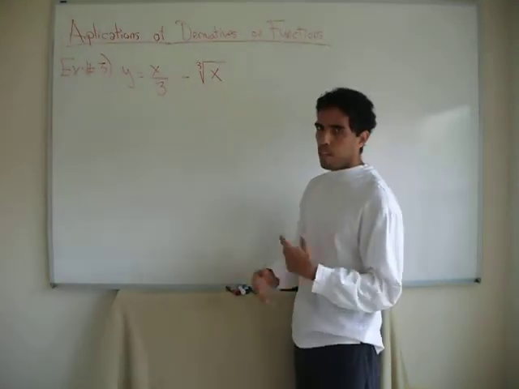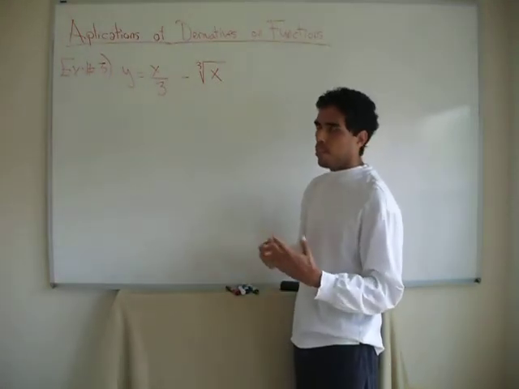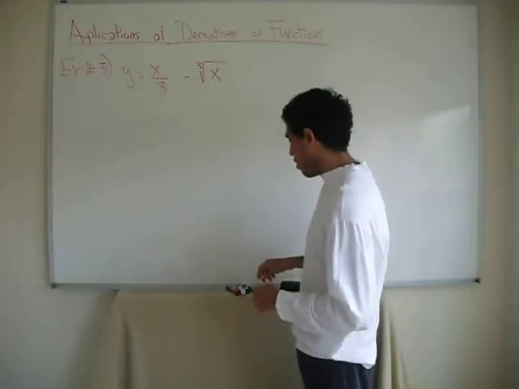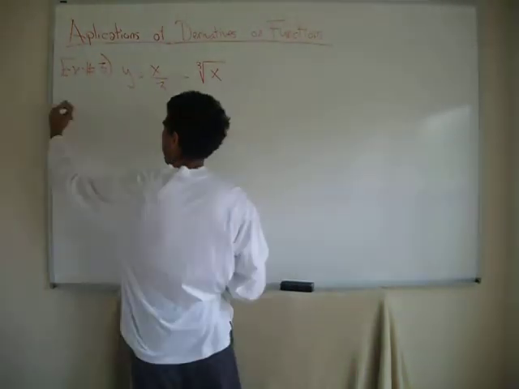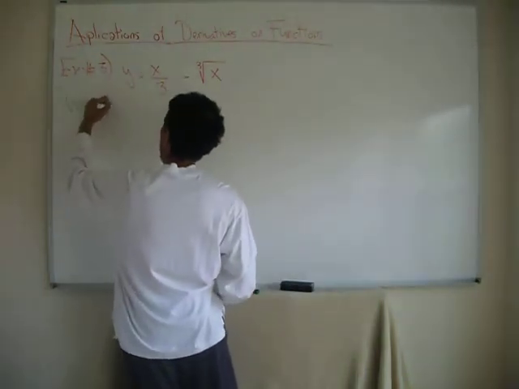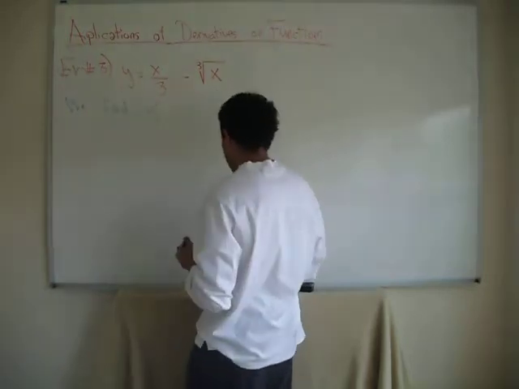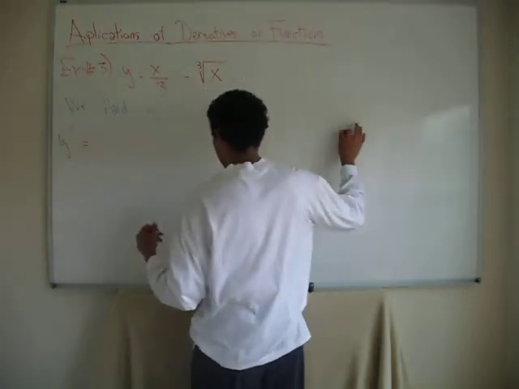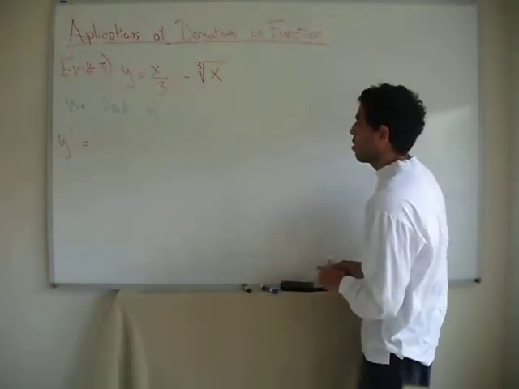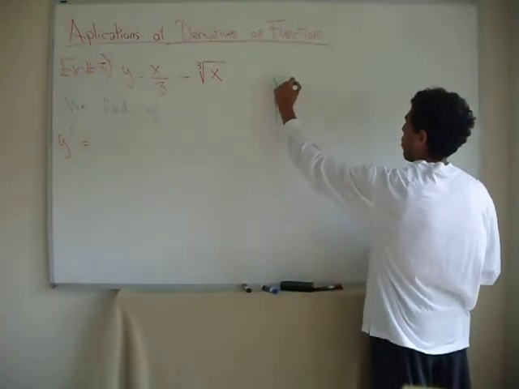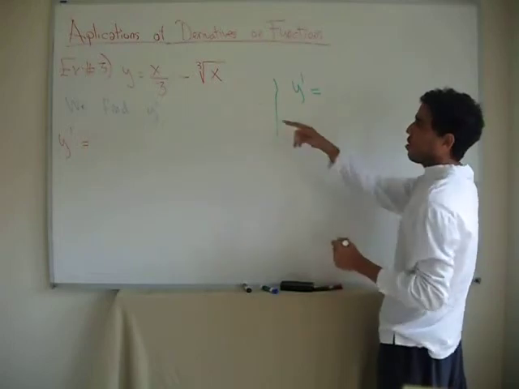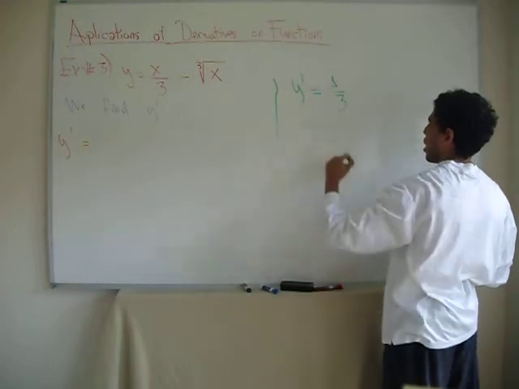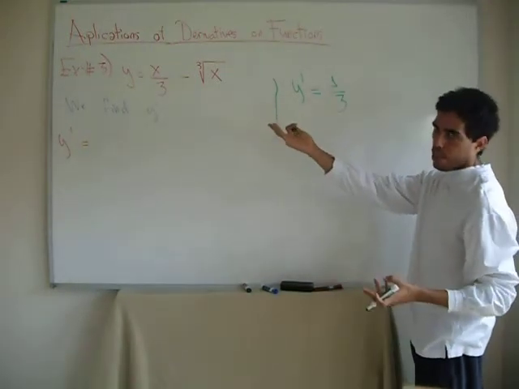So here's our third example. It's a little bit more expressive. We have y equals x over 3 minus the cubic root of x. So the first thing we do is find y prime. I'm going to solve it right here on the right side real quick, and then I'll erase it. The derivative of x over 3 is going to be 1/3. The derivative of x is 1, and 1 times 1/3 is 1/3.